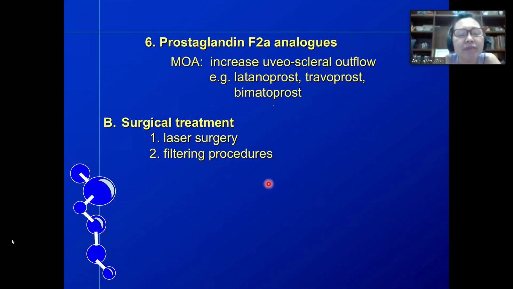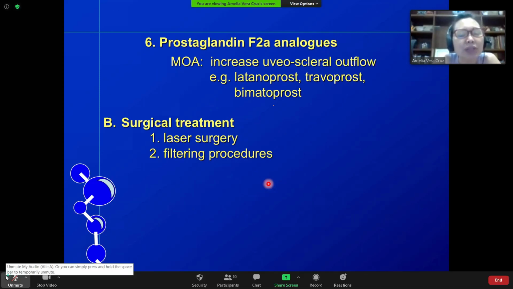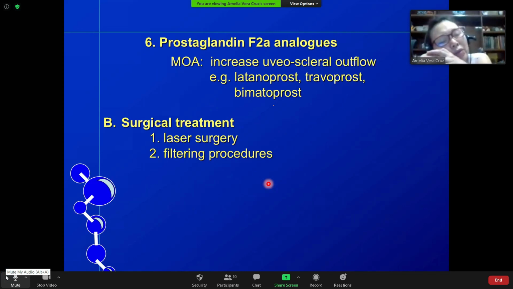Okay? So, any questions? So, naintindihan na ngayon ang effect ng mga gamot?